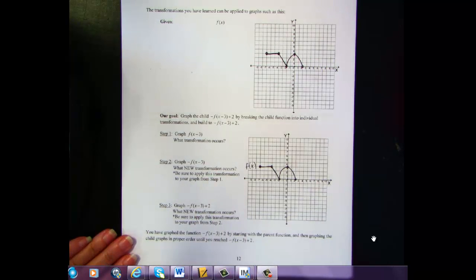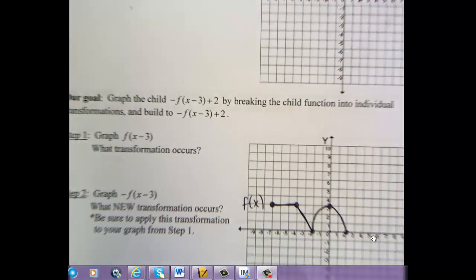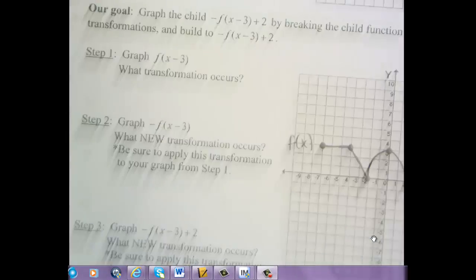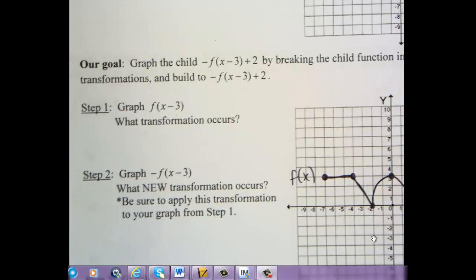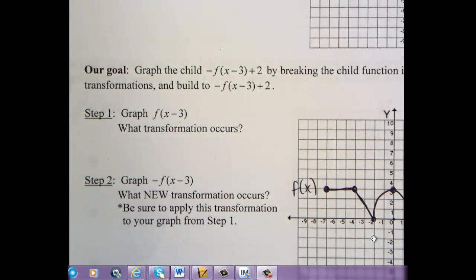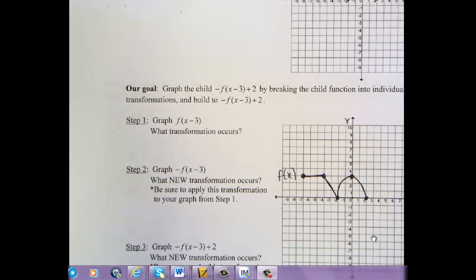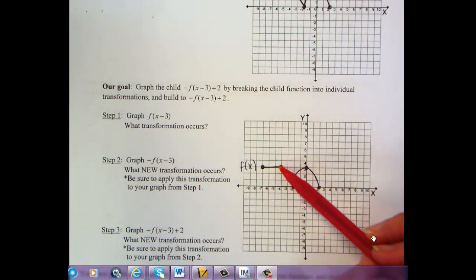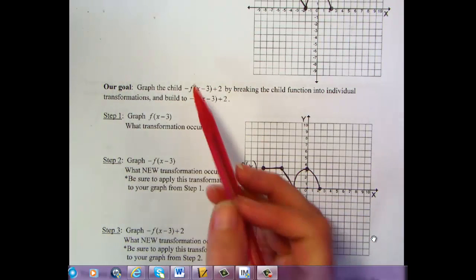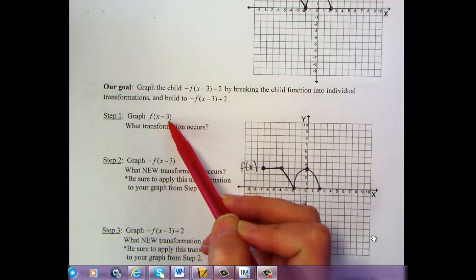So step 1, let me zoom in to the actual work. I give you the function on the top, and then here at the bottom, we have the one that we will do the transformations to. So here we go. We want to take this parent graph, f of x. The first thing we notice is in parentheses we have f of x minus 3. We're going to graph that first.